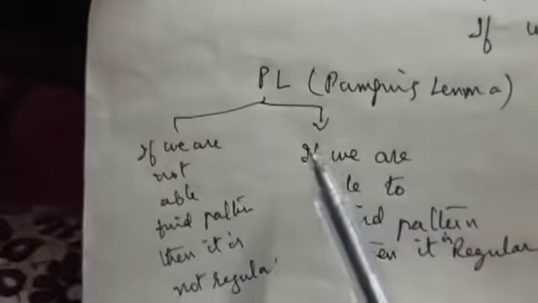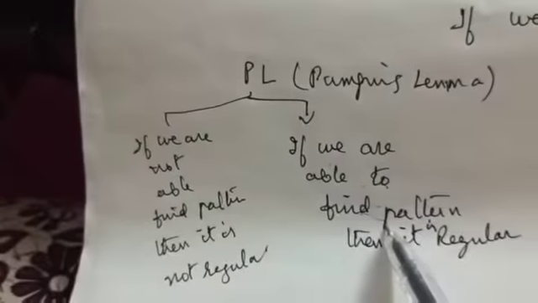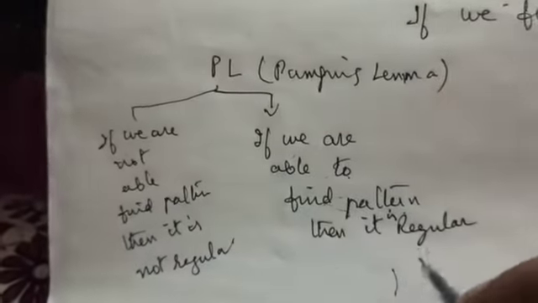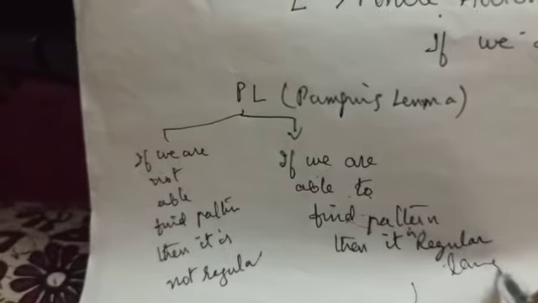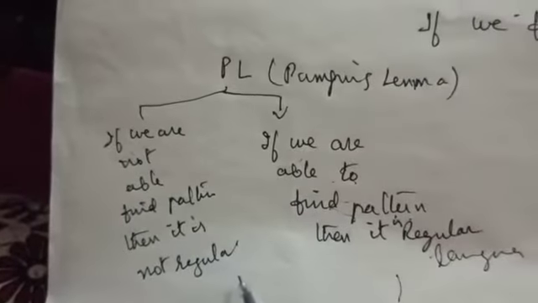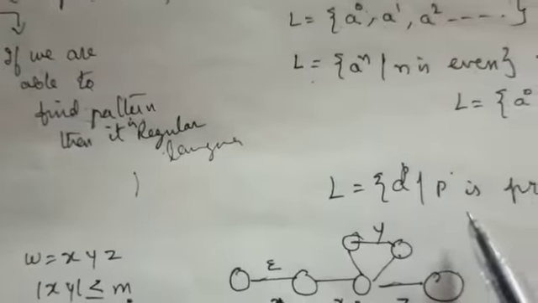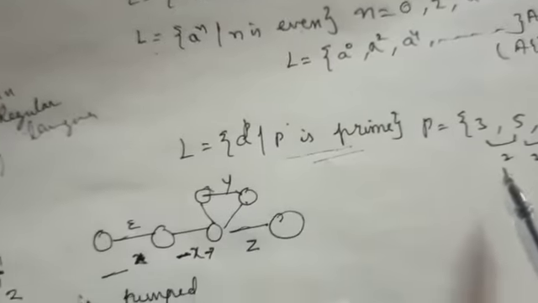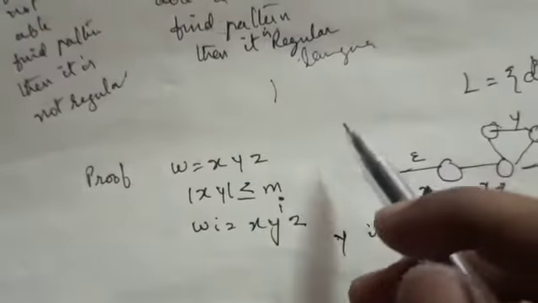So in the pumping lemma, if we are able to find a pattern, then it is a regular language. If we are not able to find a pattern, then it is not a regular language. So we can say now this is not regular. Why? Because we are not finding a pattern which can be a regular pattern.